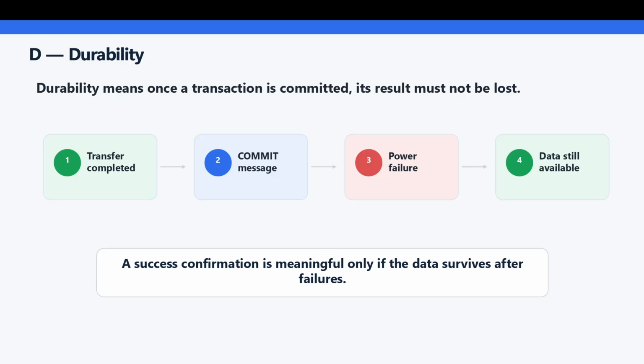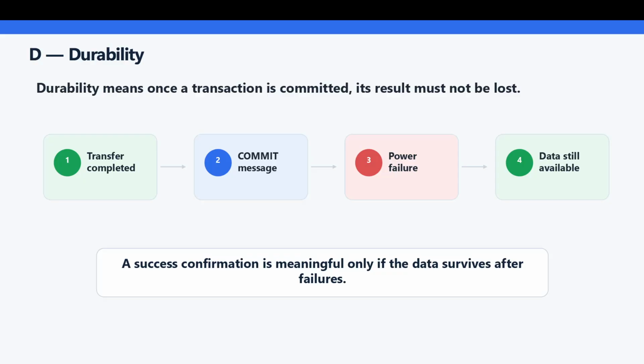The fourth property is durability. Durability means that once the transaction is committed, its result must not be lost. Suppose the transfer from Anu to Ravi is completed successfully, the database commits the transaction and displays a success message. Immediately after that, there is a power failure. Now, when the system restarts, should the transaction disappear? Definitely not. Once the database confirms that the transaction is successful, the updated data must remain permanently stored.